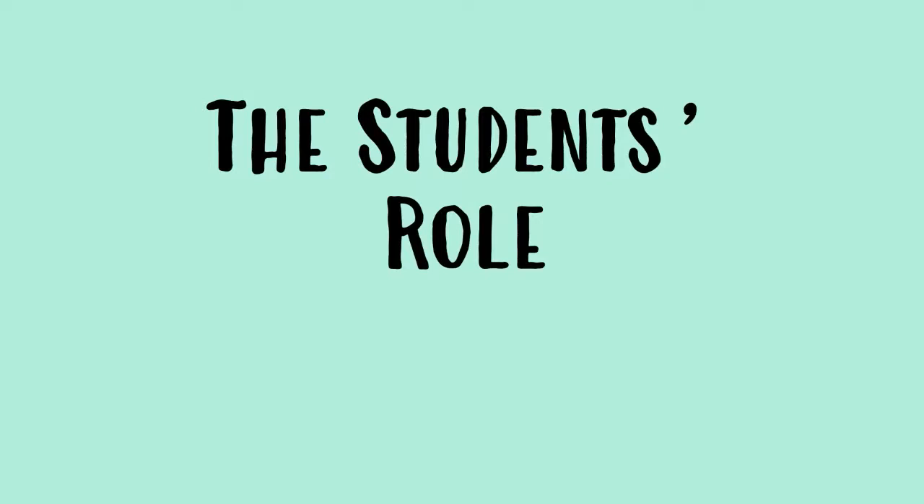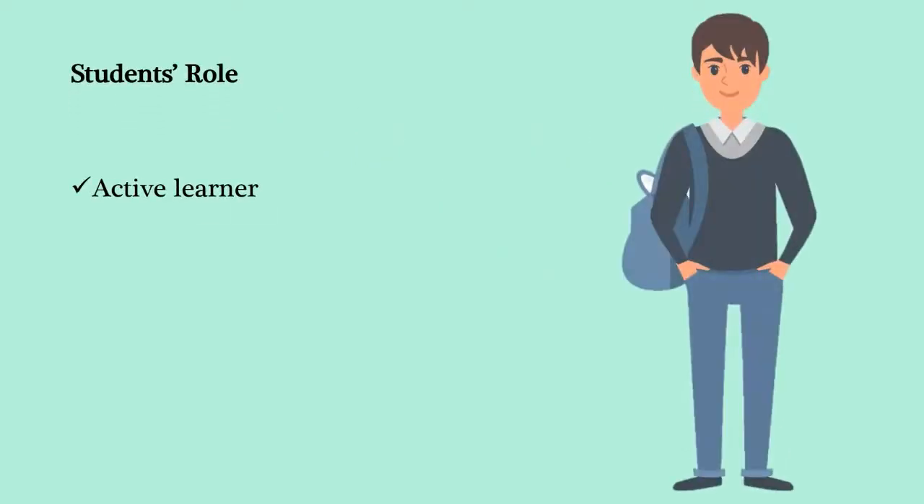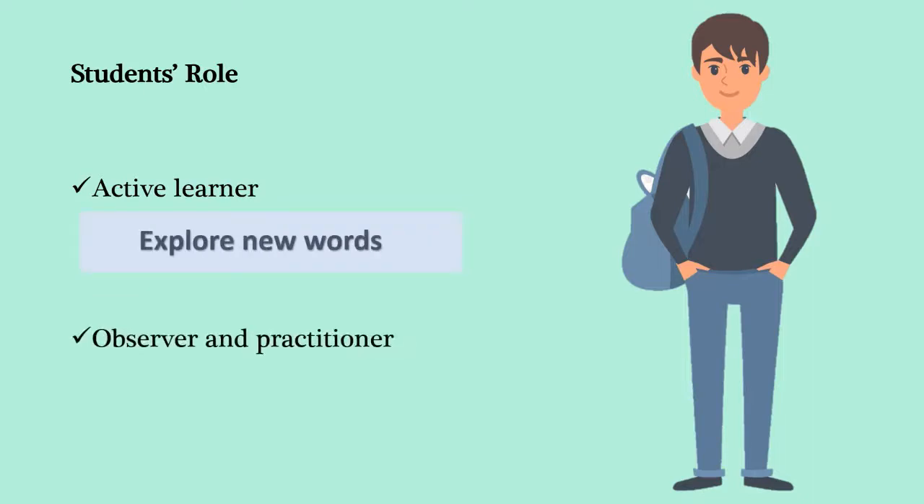The student's role in the direct method is the active learner. They are active in exploring new words, expressions, and so on in the target language. The students are also the observer and the practitioner. They observe the target language used by the teacher and they try to get the meaning based on the given demonstration.